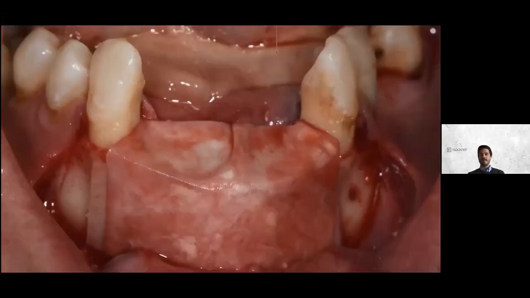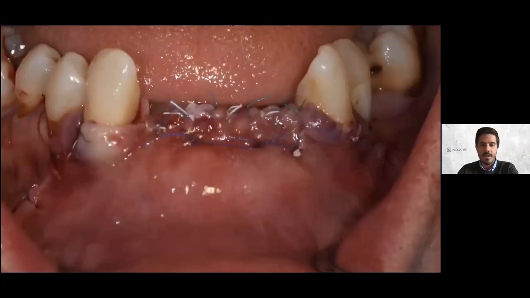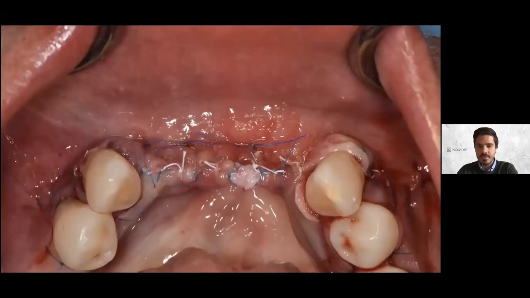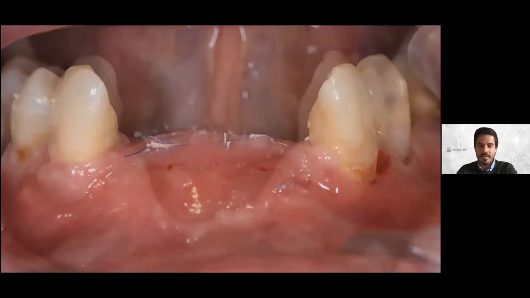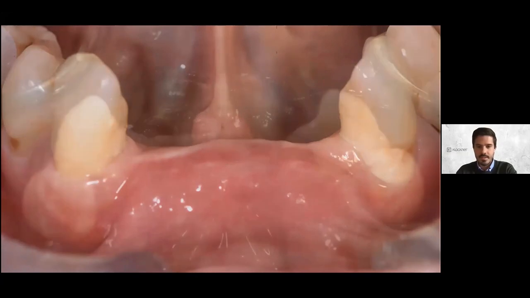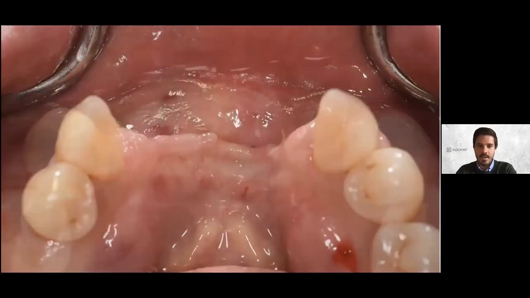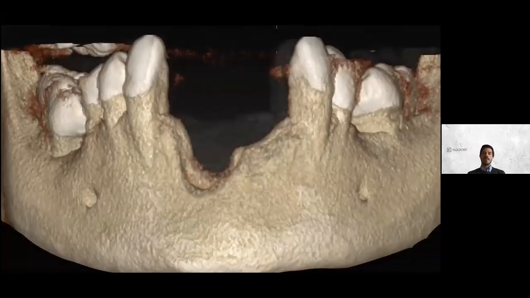And finally, we place a pericardium membrane over the box in this case. Finally, we perform the flap closure like this, a double layer suture. This is the 2 weeks healing, this is before, and 1 year after that. This is before, and 1 year after that. This is before, and 1 year after that.